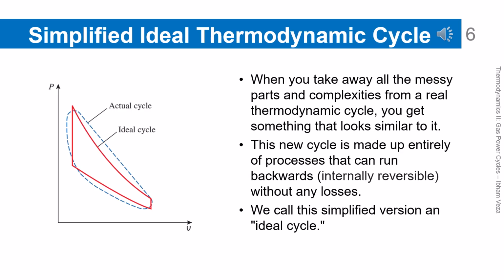Simplified, ideal thermodynamic cycle. By removing the complicated details from a real cycle, a simplified ideal cycle is obtained. All processes in this cycle are assumed to be internally reversible, without losses. The model still preserves the general shape of the original cycle. The goal is to simplify both mathematical and conceptual analysis. The results can then be used as a benchmark for real systems.